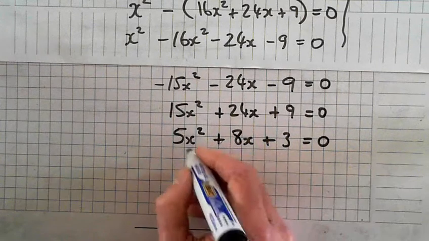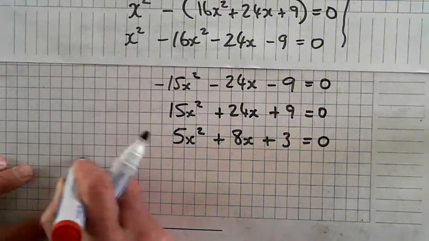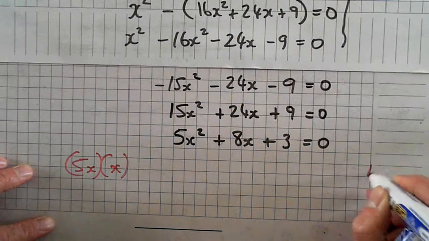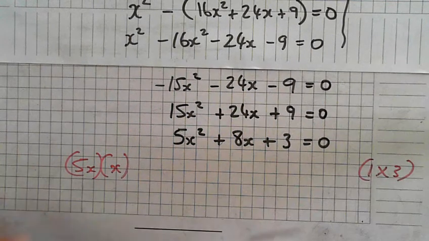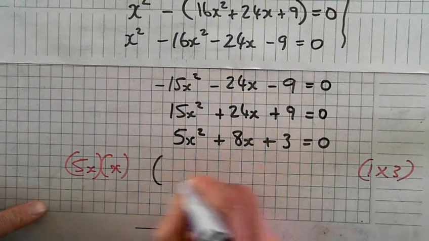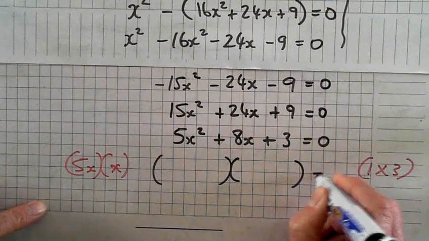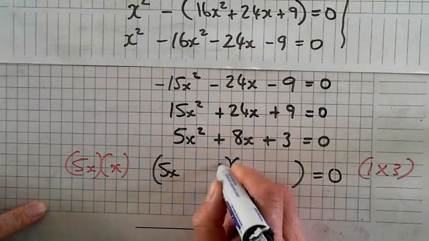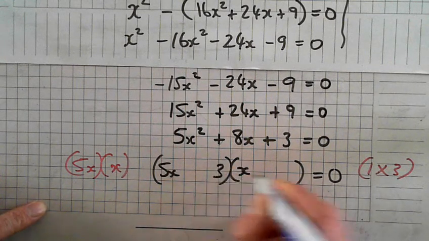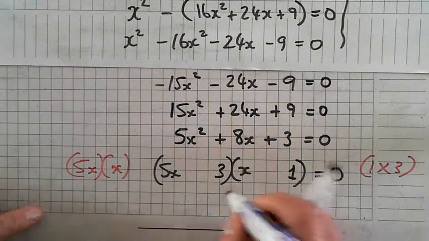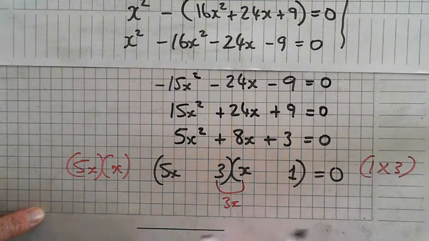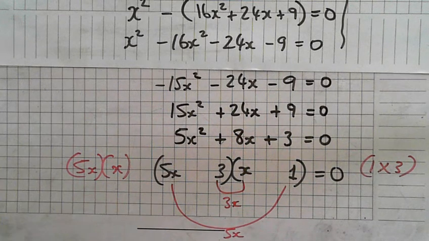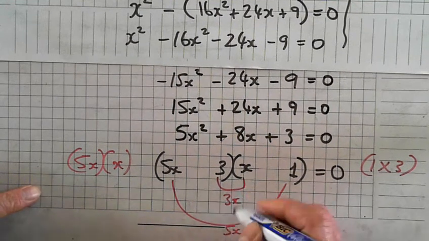Now we need the factors of 5x squared, which are 5x times x. Over here, the factors of 3, 1 times 3. So we need 5x times x, and try the 3 there, and the 1 there. Does that work? That's 3x, and that is 5x. If you add the two of them together, you get 8x. So it's a plus 3 and a plus 5.